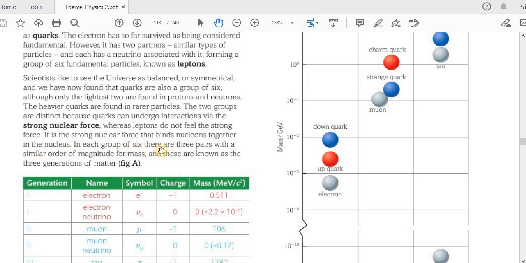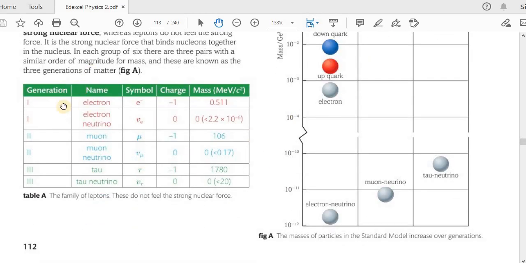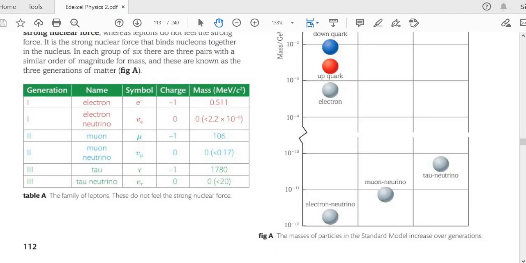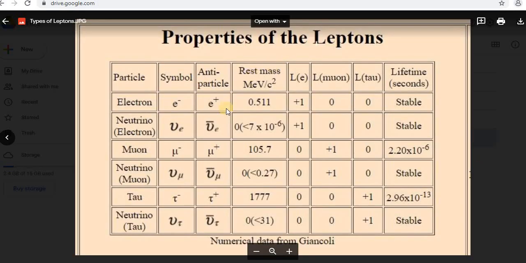In each group of 6, there are 3 pairs with a similar order of magnitude for mass. These are known as the 3 generations of matter, figure A. The masses of particles in the standard model increase over generations. So these tables are important. The family of leptons do not feel the strong nuclear force. You should remember these names. The first and second columns are name and symbol, and also the antiparticle. I have given that in the notes already. Also the quark table is here. This also is important. Then leptons and the antiparticles.